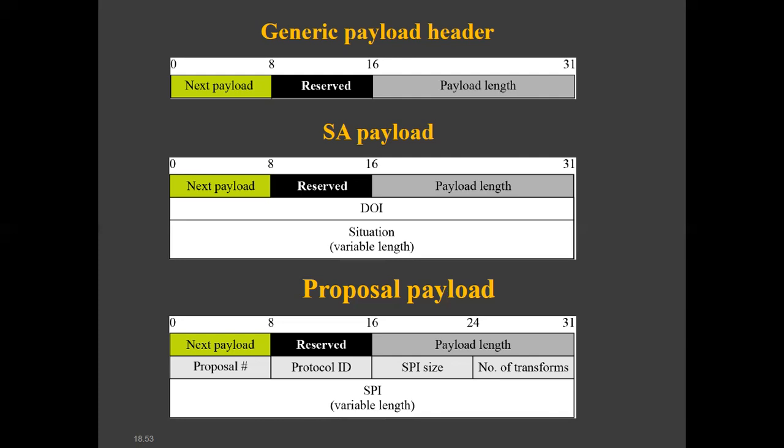Then the number of transforms, this is an 8-bit field which defines the number of transform payloads that will follow the proposal payload. And then SPI is again a variable length field, that is the actual SPI. And note that if the SPI does not fill the 32-bit space, then no padding is added here.